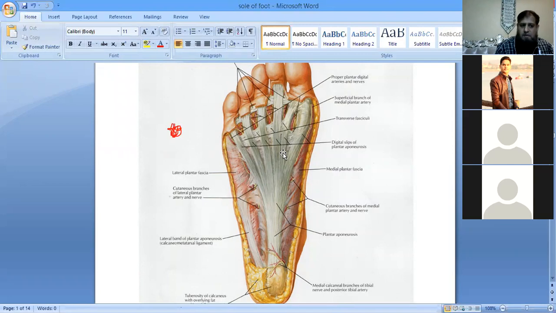आपको आवाज आ रही है मेरी सबको भाई? आवाज आ रही है कि प्रॉब्लम तो नहीं है? Yes sir. Okay. Yes sir, आपकी आवाज आ रही है.